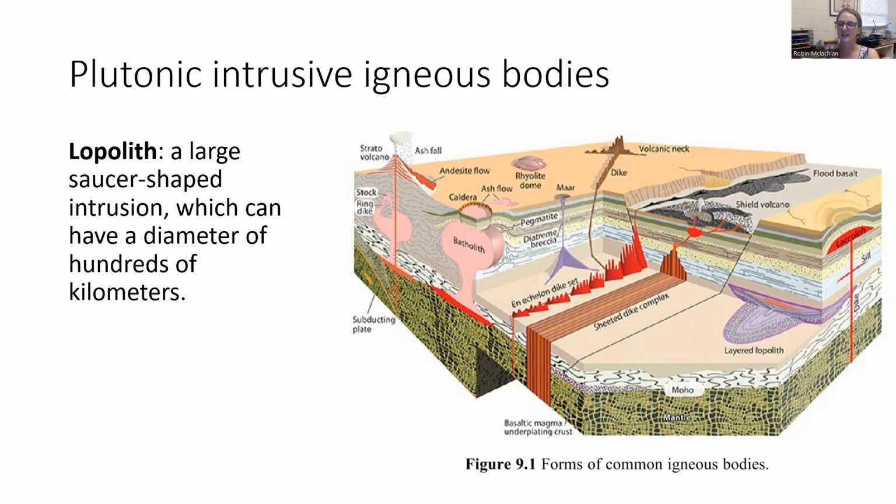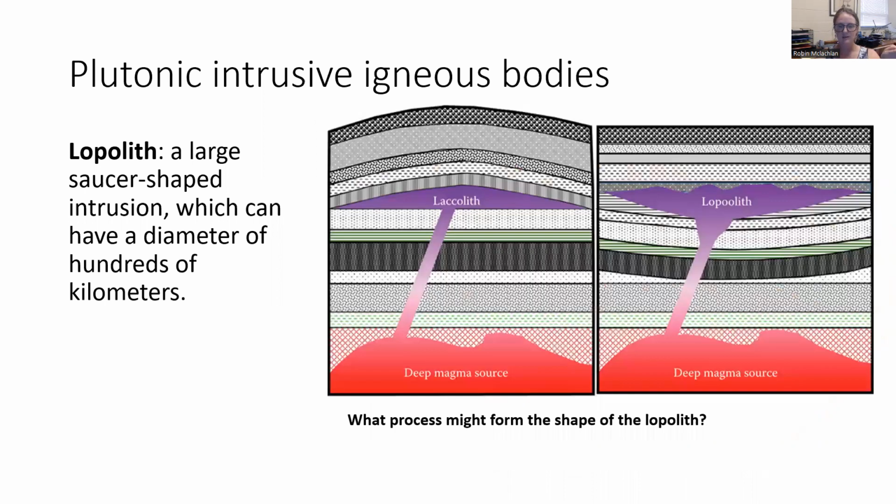You can think of it kind of like an upside-down laccolith, right? If a laccolith was a domed-up sill, a lopolith is a saucer-shaped intrusion. So what processes do you think might form the lopolith? It makes sense that a laccolith pushes up because magma is lower density than the rock around it. It wants to rise. But what might cause that saucer shape, right? The magma isn't pushing down. So how does it get that downward shape?